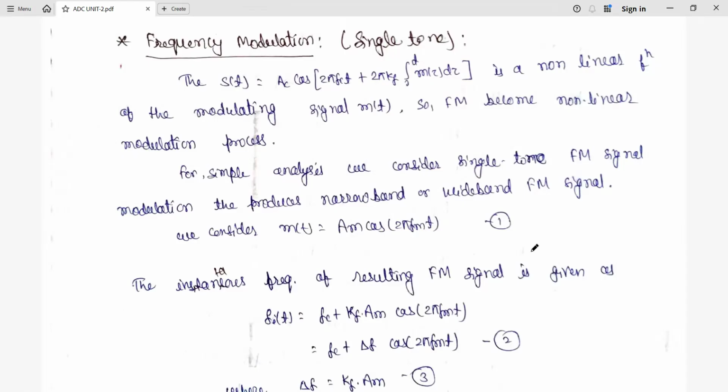Apart from this, we are going to see the transmission bandwidth calculation with the help of Carson's rule, as well as the power in the case of FM. Apart from this, we have a discussion about the Bessel function also, and some important numericals that they ask repeatedly.